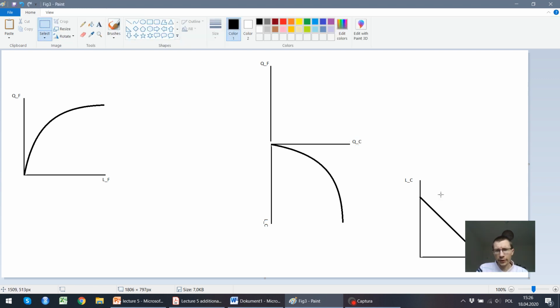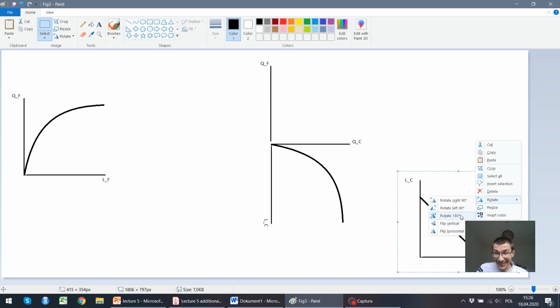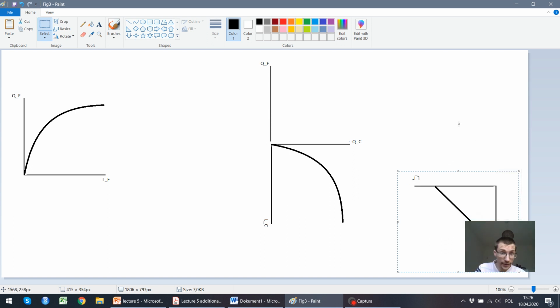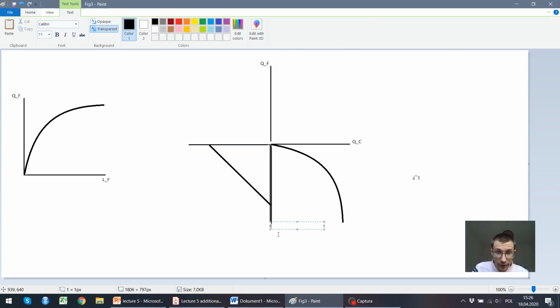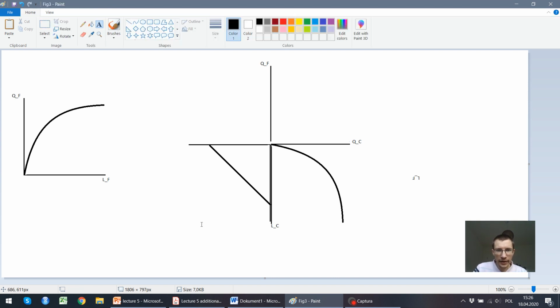Then we will take the second graph, the first graph that we drew, and we will rotate it by 180 degrees. Once again, having a situation in which the axes correspond. So now here we have the labor in the clothes sector. Everything is okay.